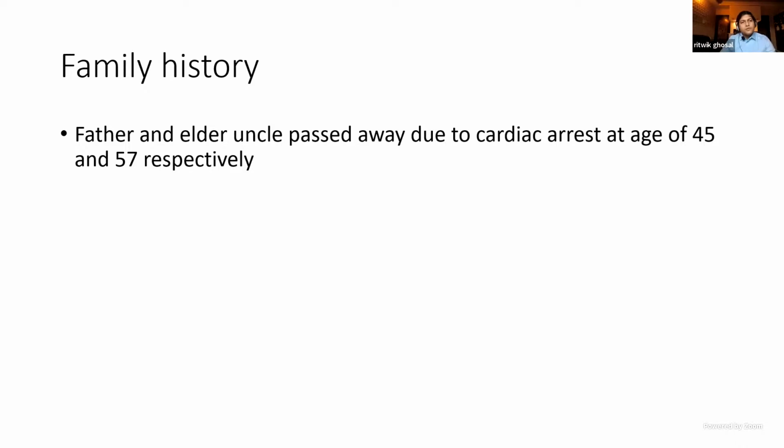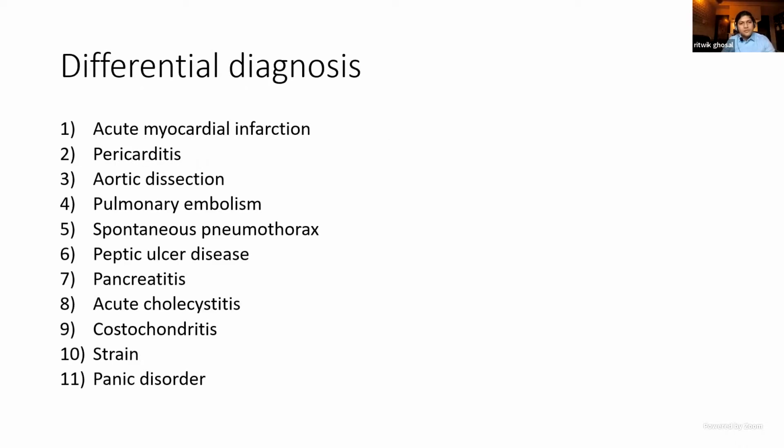Yes, sir. My differential diagnosis will be, because this chest pain was acute onset and obvious in nature, my first diagnosis was acute myocardial infarction. Though keeping in mind the acute onset chest pain, I also had some differentials in the form of acute pericarditis, aortic dissection, pulmonary embolism, spontaneous pneumothorax, peptic ulcer disease, pancreatitis, acute cholecystitis, costochondritis, strain, or panic disorder.